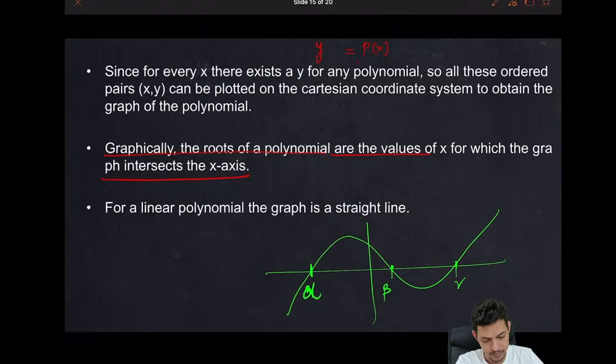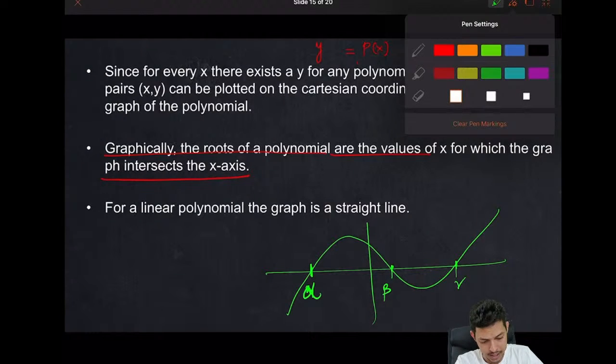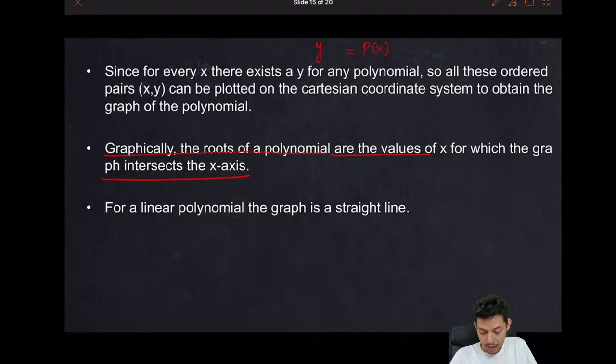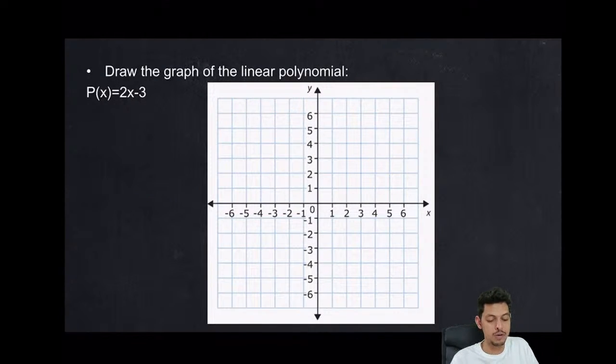Now, let's discuss what the graphs of some basic polynomials look like. The graph of a linear polynomial is always a straight line. So you are going to get a straight line drawn on your xy axis if you are plotting a linear polynomial. I'm going to do one for you, and just try to understand how we actually plot a graph over here.